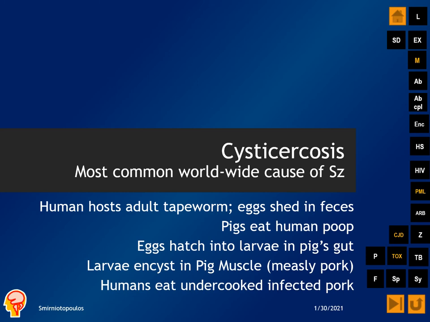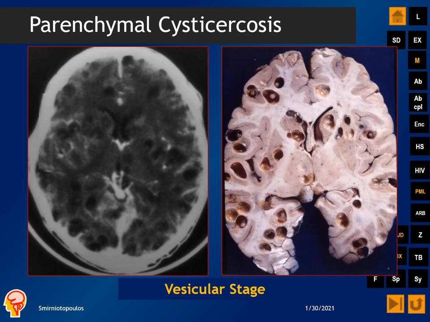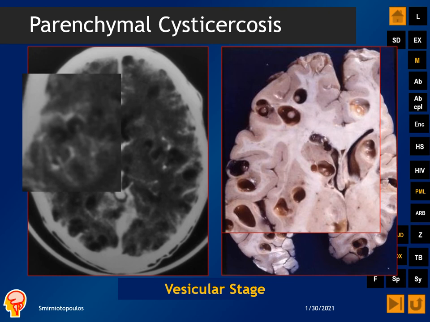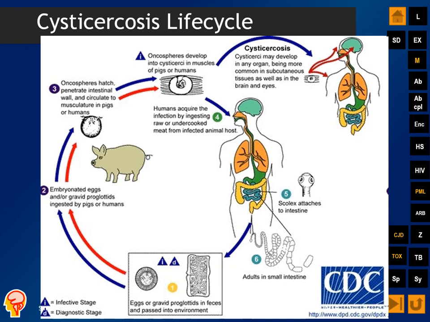But how do we get central nervous system cysticercosis? Well, we know it occurs, and this is the vesicular stage of cysticercosis. What you see is that there is a scolex, which is the living larva, that surrounds itself with this clear fluid, and that prevents the body from having an immune reaction. When the scolex dies, the fluid disappears, we begin to see vasogenic edema and contrast enhancement, and that's when the patients typically will present with seizures.